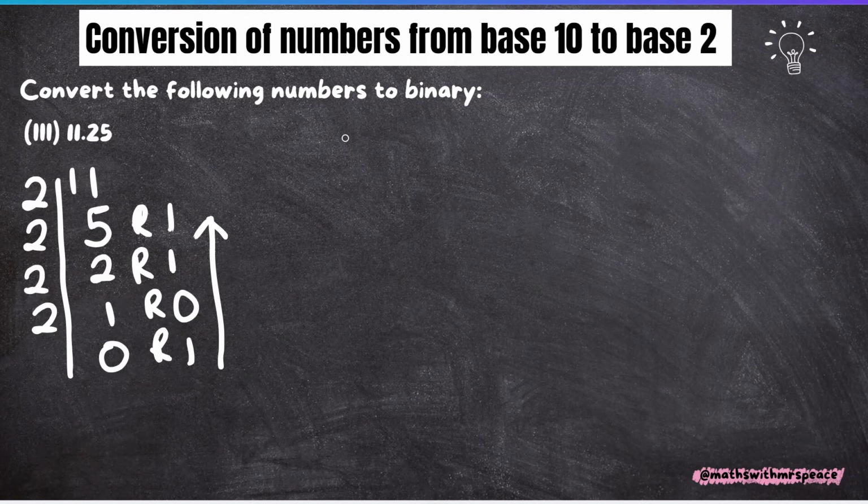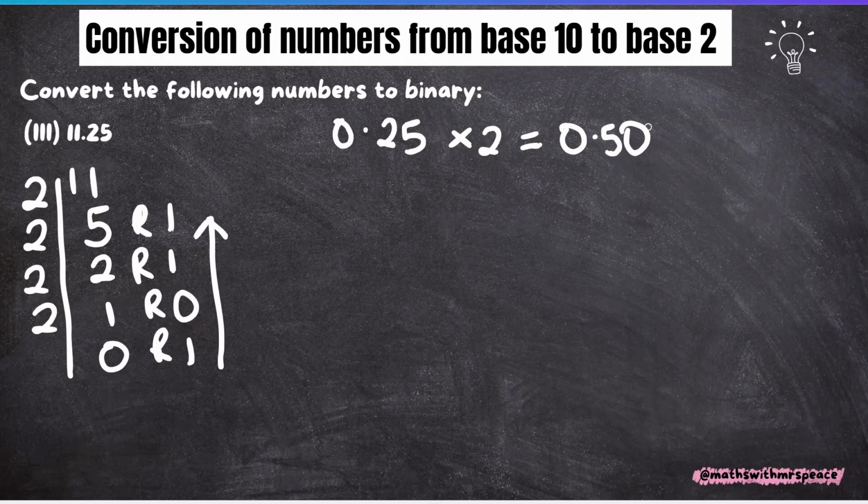The fractional part is 0.25. Now, for the whole part, we are dividing by 2. What we'll do with the fractional part is multiply by 2. So we do the opposite. So I'm going to say 0.25 times 2. This will give me 0.50, which is the same thing as 0.5. So it's okay to just write 0.5.